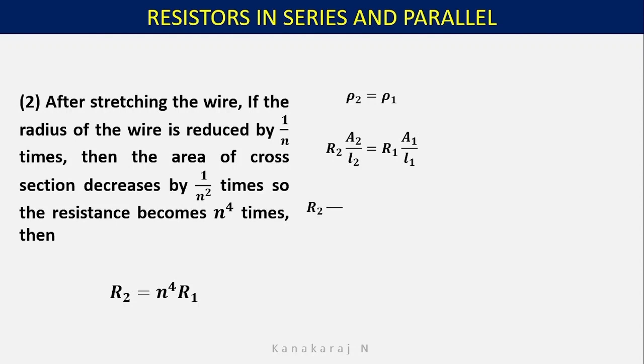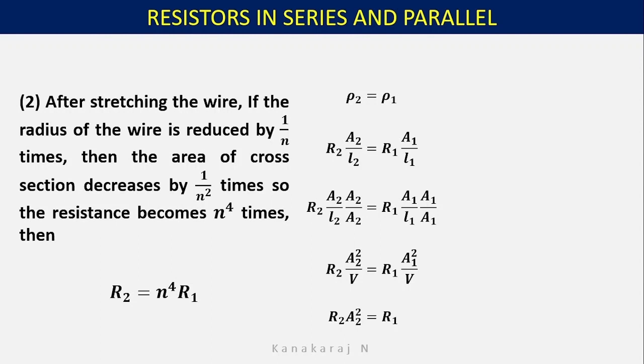Now, the left hand side is multiplied and divided by A2. The right hand side is multiplied and divided by A1. So, on either side in the denominator, we get L2 A2 equals L1 A1, which is equal to the volume of the material that doesn't change because of the stretching. R2 A2 square divided by V equals R1 A1 square divided by V. V on either side cancels. So we get R2 A2 square equals R1 A1 square.